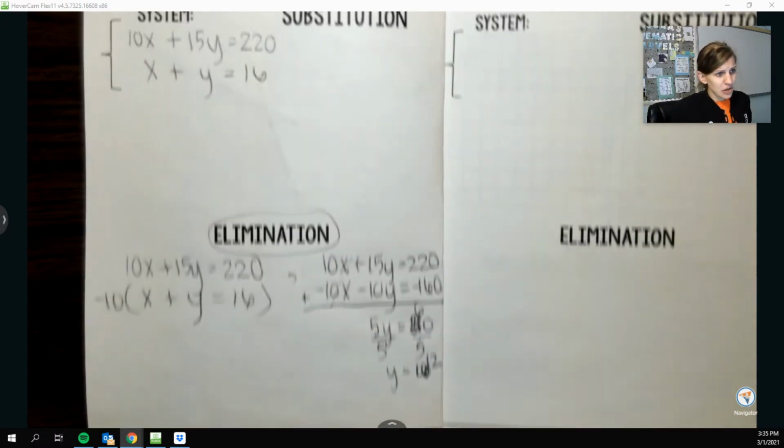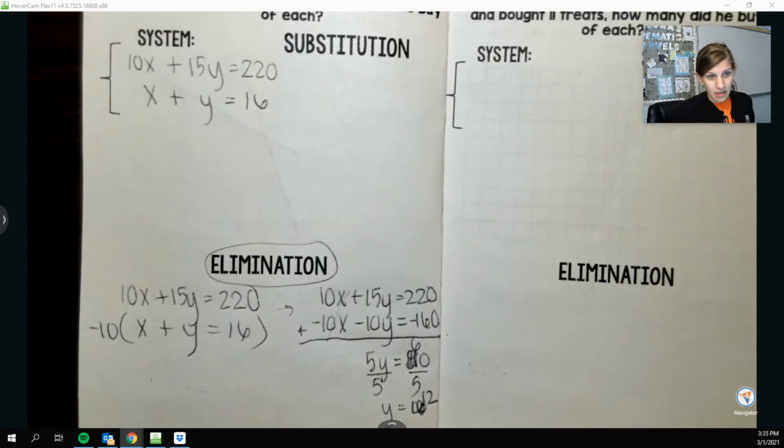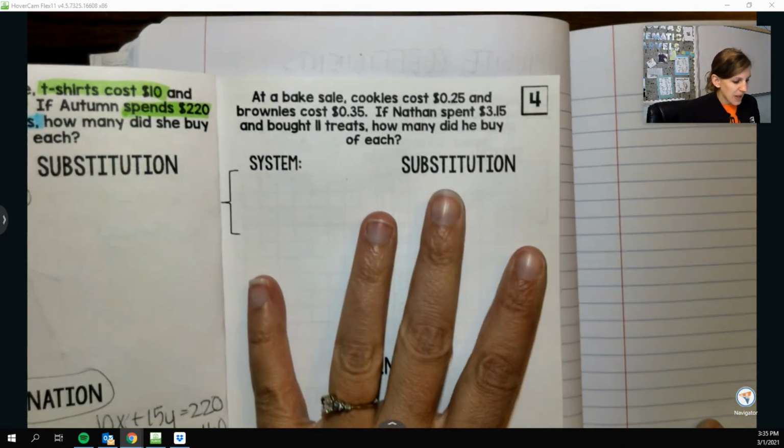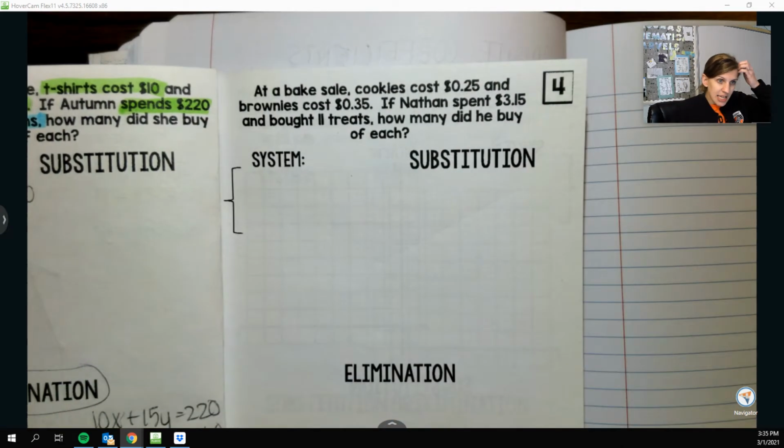Now we could do substitution, but why? We're just going to do it the easiest way. So next one, at a bake sale, cookies cost 25 cents and brownies cost 35 cents. If Nathan spent $3.15 and bought 11 treats, how many of each item did he buy?